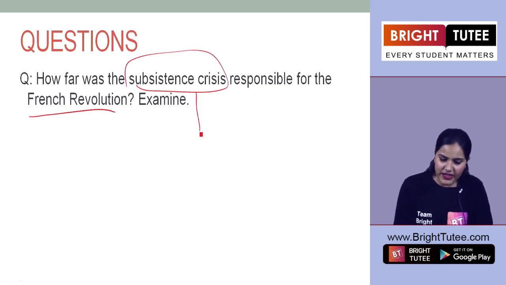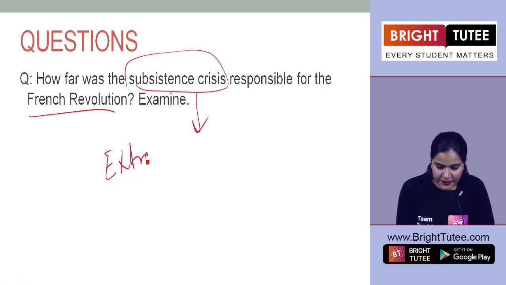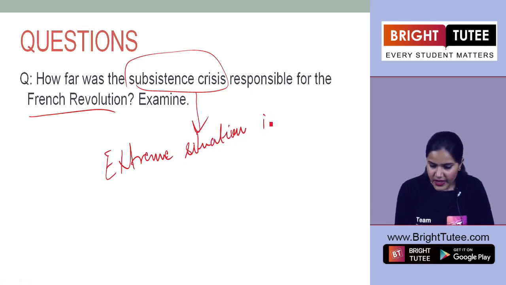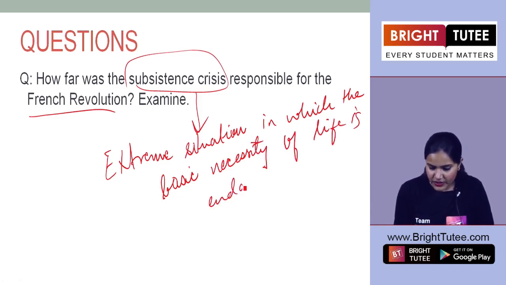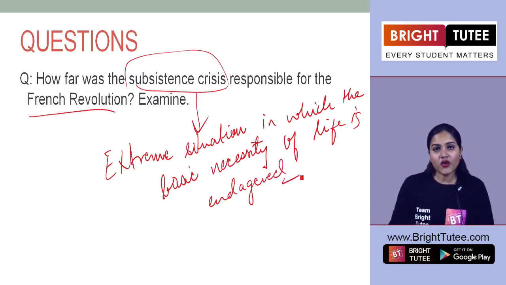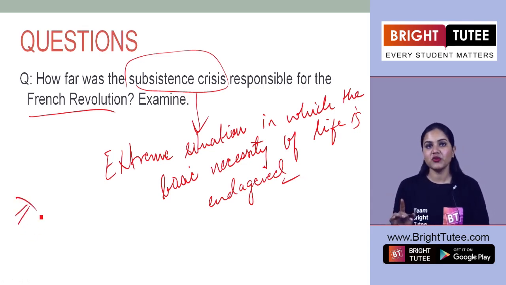So at first you can define the situation here. I already have given you the definition. So this is an extreme situation in which the basic necessity of life is endangered. Now, in order to make this statement understandable, what we have to do here? We have to talk about the whole cycle that we learned right now. Now, I'll tell you in brief here.